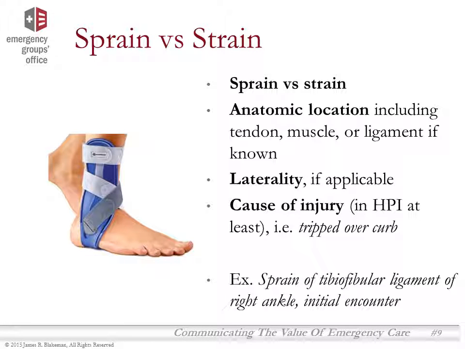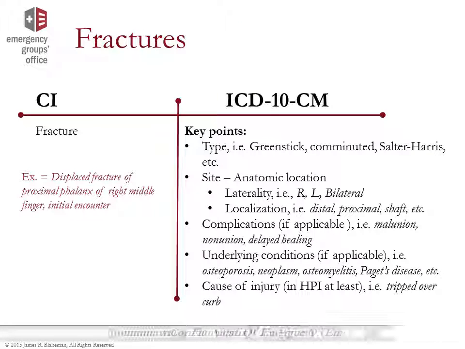ICD-10 distinguishes between sprains and strains, and if you know the associated muscle, tendon, or ligament involved, document it since this would avoid an unspecified code. At a minimum, include the location and laterality to avoid a completely unspecified code.